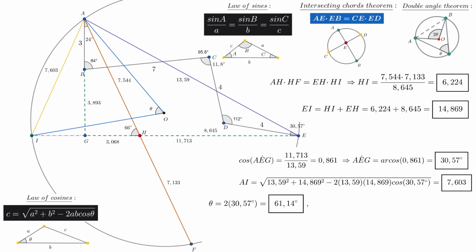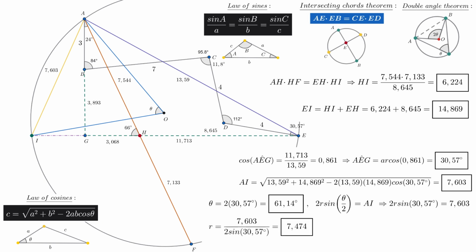So now we use the length of a chord formula to find the radius of the circle, which is 2r times sine of theta over 2 equals AI, which is 2 times r times sine of 30.57 equals 7.603. And we solve for r and we get 7.474. So now we found the radius of the circle.